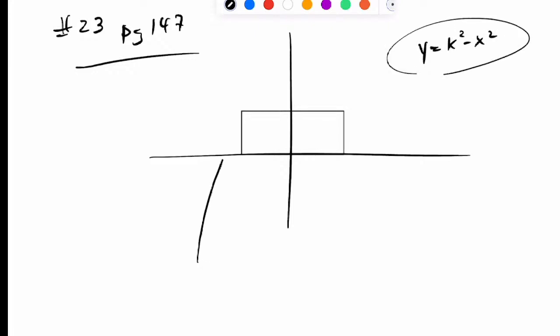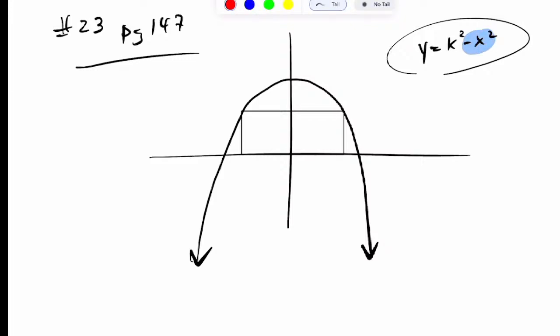So this opens downwards, see? Because your leading coefficient is negative and it's a quadratic. So it's going to look like this. Notice this quadratic is symmetric about the y-axis. So that's what I have here, this setup. And what they want you to do is find the dimensions that give max area.